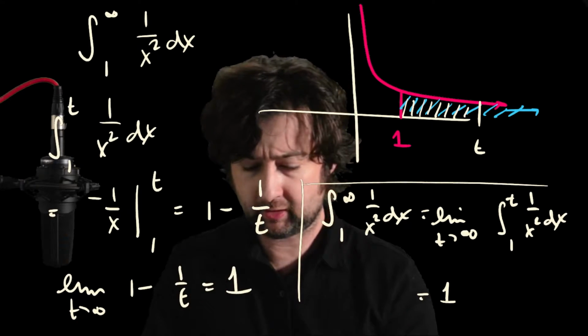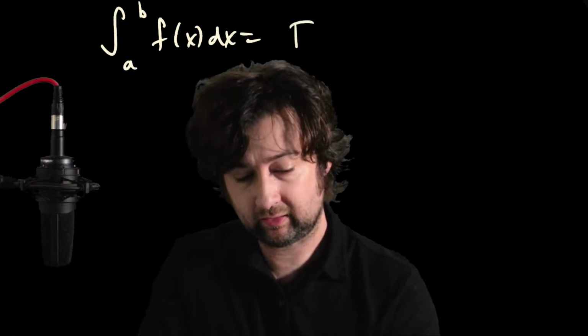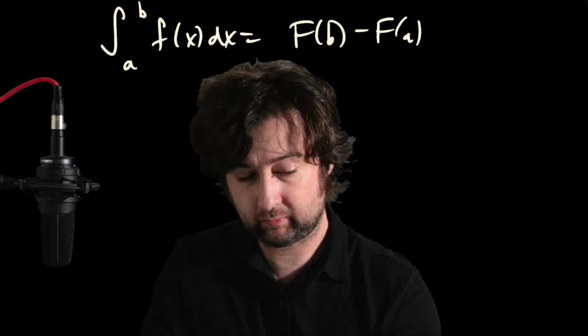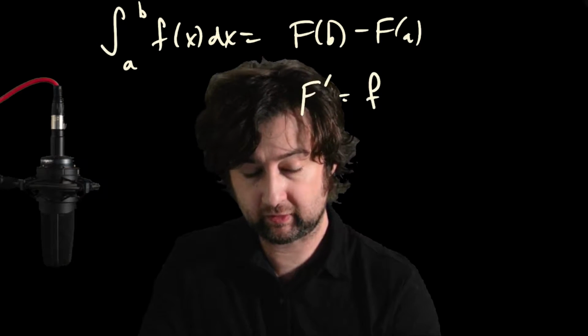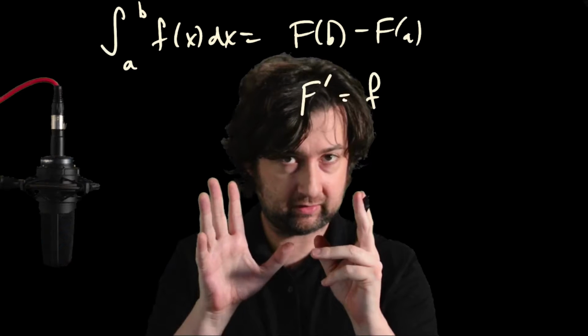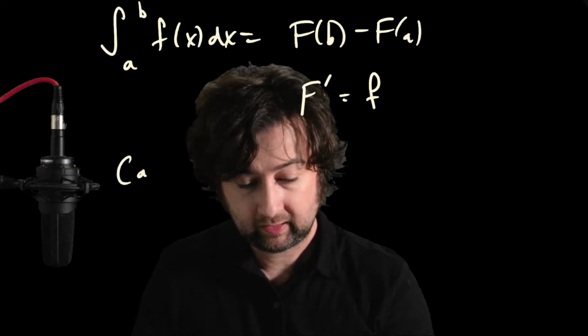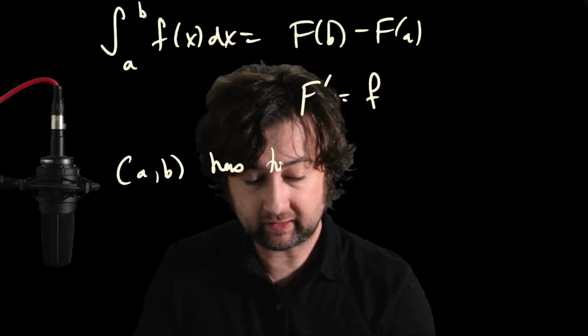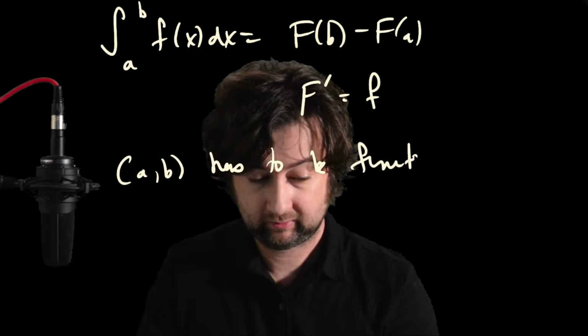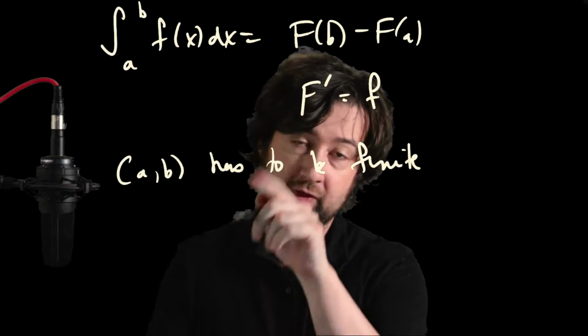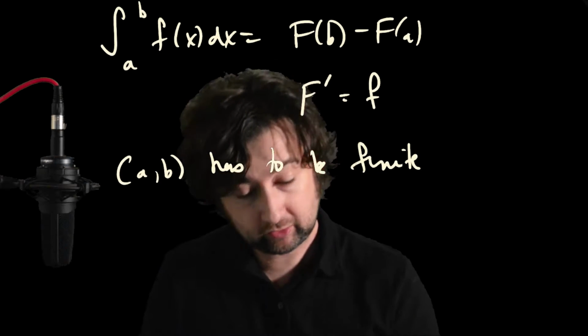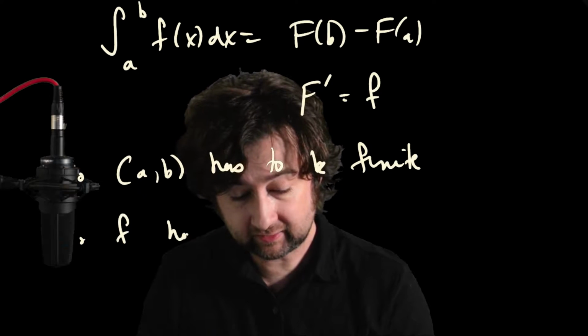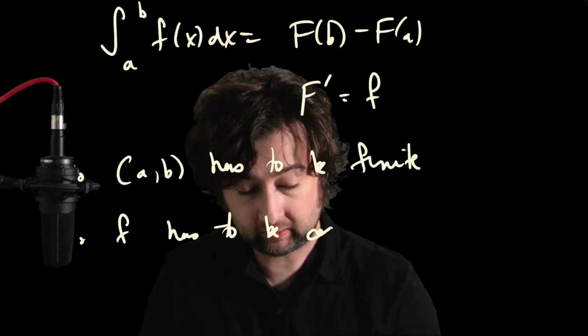If you want to know why we use the word improper, remember that if I want to use the fundamental theorem of calculus, which says that the integral from a to b of f of x dx is equal to F of b minus F of a, where capital F is an antiderivative for little f, I can only do this under these conditions. 1, a and b have to be finite. So I'm not allowed to have an interval that runs out to infinity and then plug in endpoints. And 2, f has to be continuous.